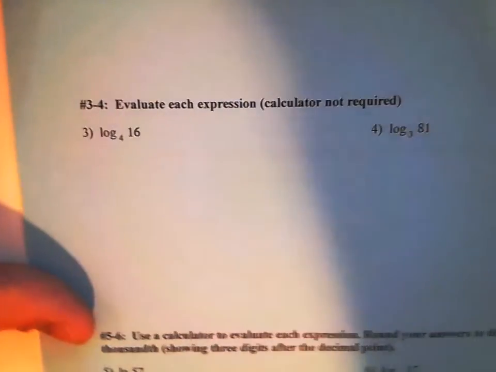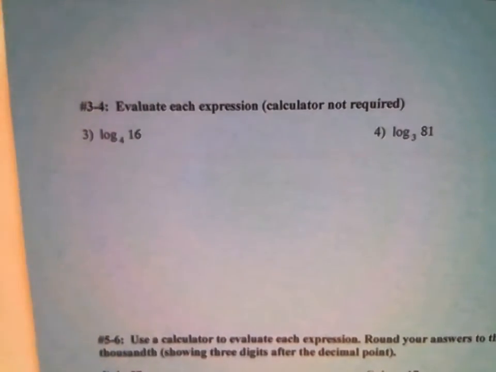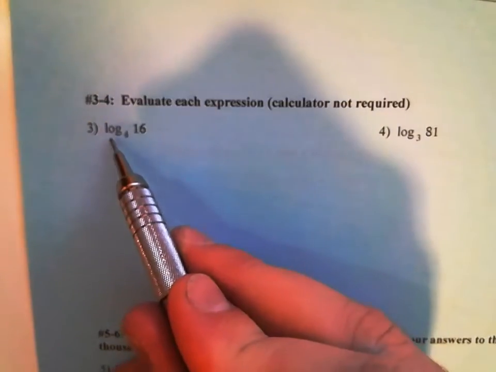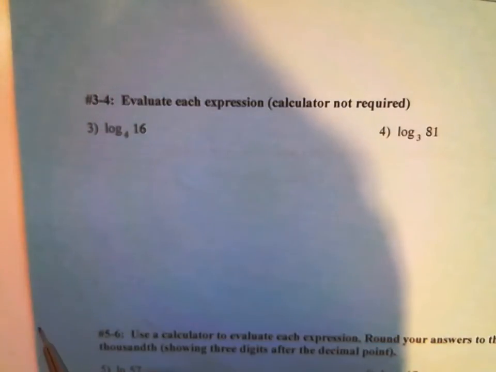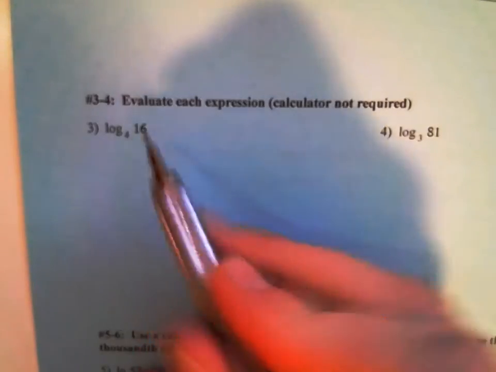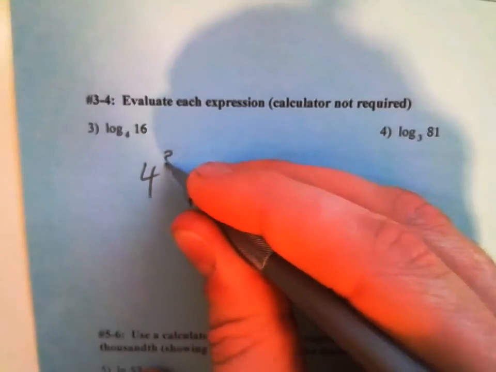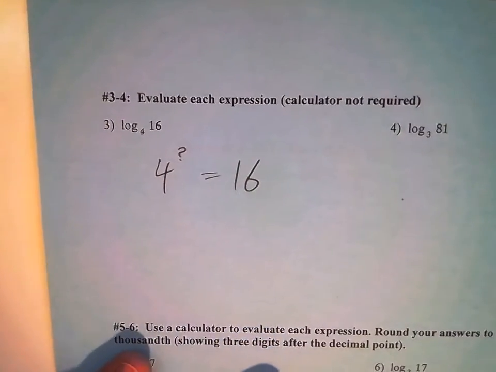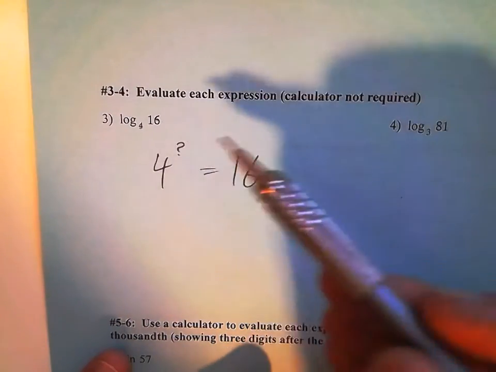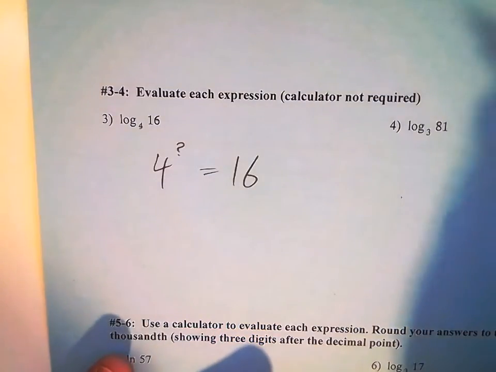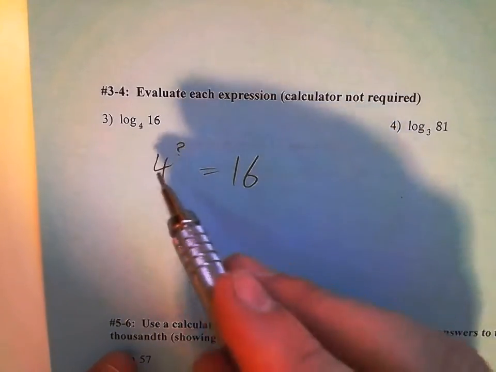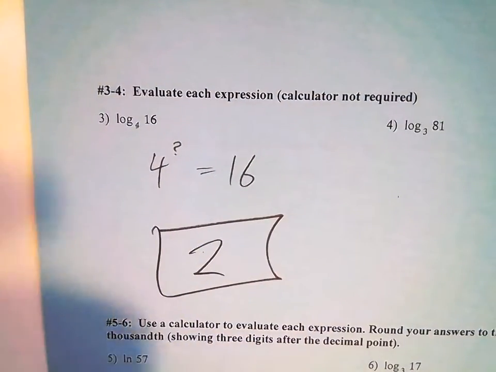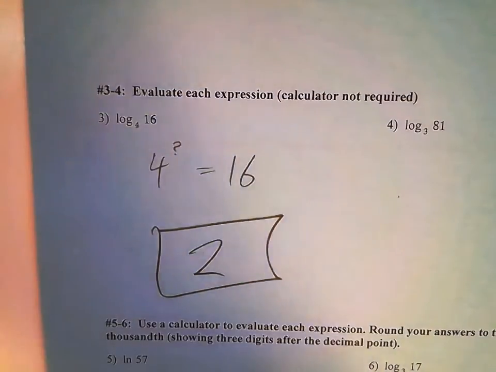Number 3, evaluate. Calculator not required. 4 to what power is 16? That's what a log means. 4 to something equals 16. If you're not sure, you can check in your calculator. But 4 to the first is 4. 4 squared, or 4 to the second power, is 4 times 4, which is 16. So the answer is 2. Okay.